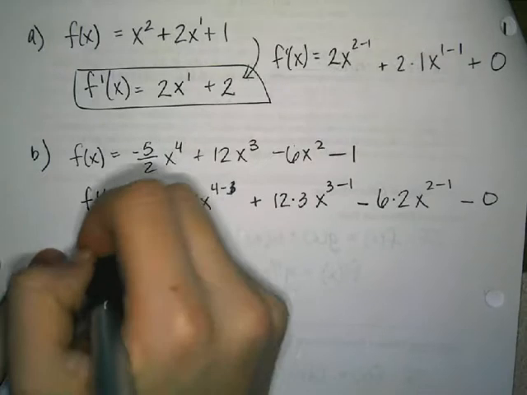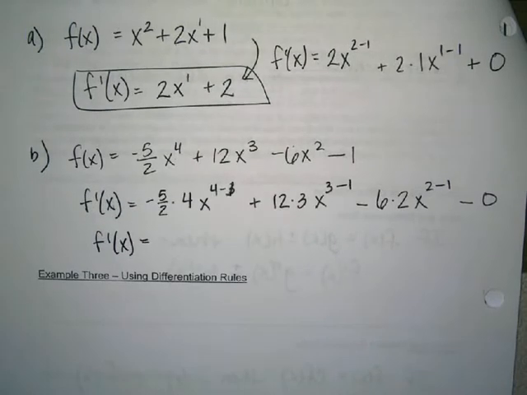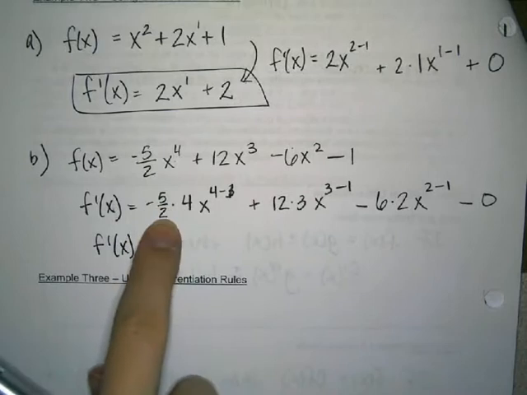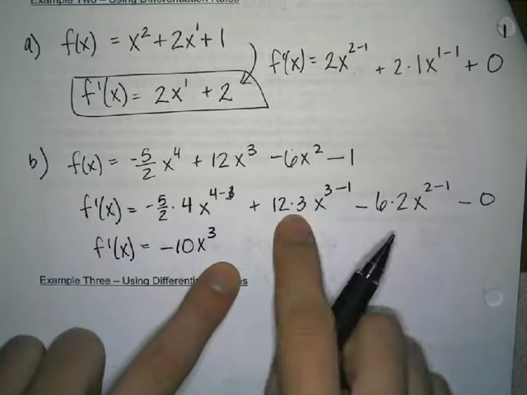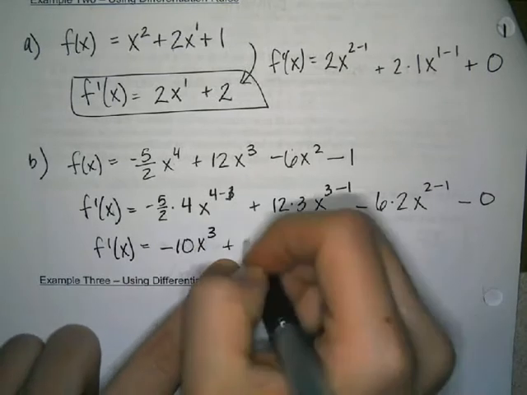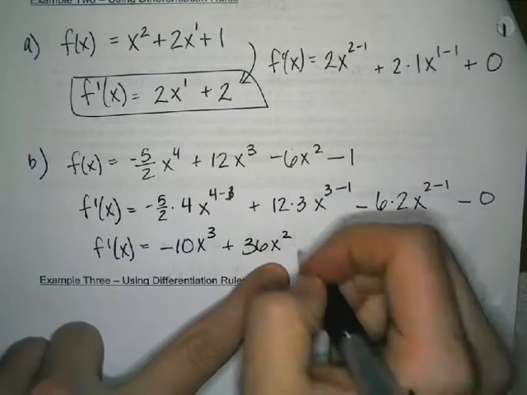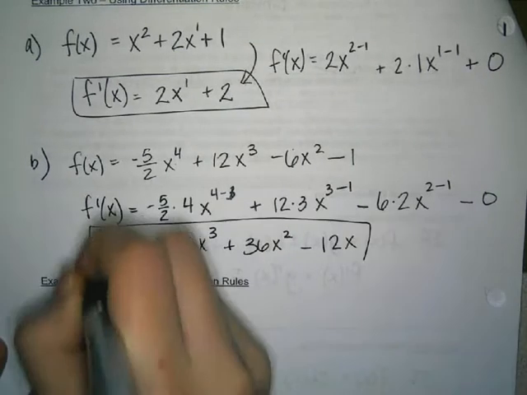F prime of x would be, well, that gives me 20 over 2, so negative 10 x cubed, this is 36 x squared. This gives me 12x minus 0. And there's my answer there.